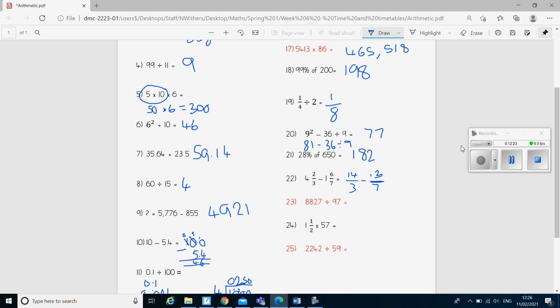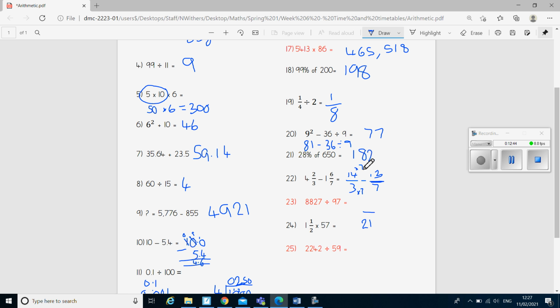So step 2 is therefore to make the denominators the same for each of these fractions. So I want a denominator that is in the 3 times table, but also in the 7 times table. So what I'm going to do is I'm going to go for the denominator 21, which means I have to times both parts of this fraction by 7.